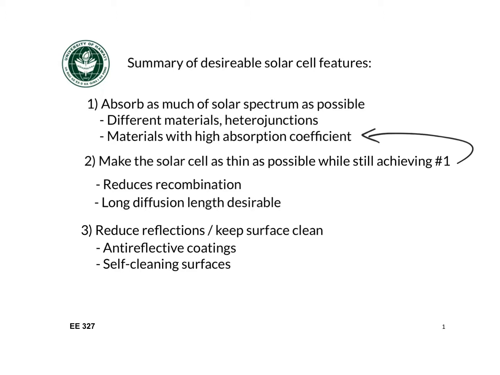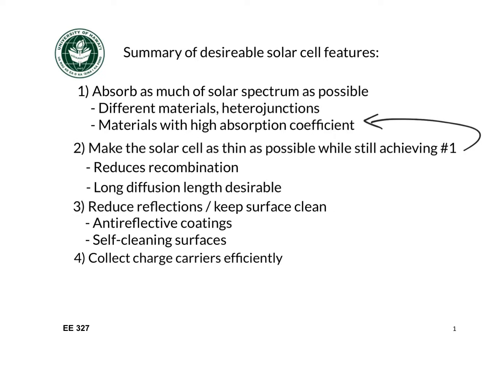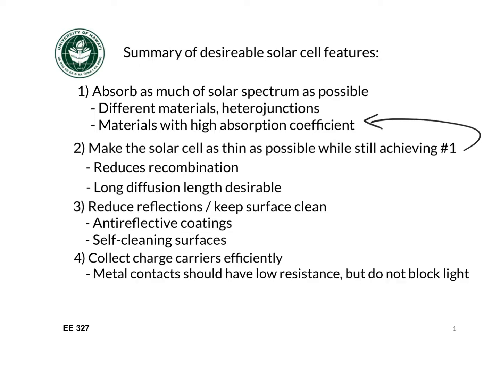There's a couple of things that you can do, which includes putting anti-reflective coatings at any interface in your solar cell, as well as making self-cleaning surfaces at the surface of the solar cell. Another thing that we want to do is to efficiently collect our charge carriers. What does that mean? We want the metal contacts at the solar cell connecting it to the external circuit to have a very low resistance and also not block any light from getting into the solar cell.